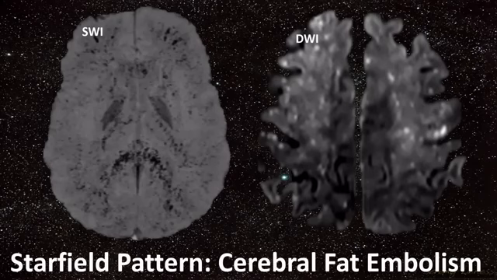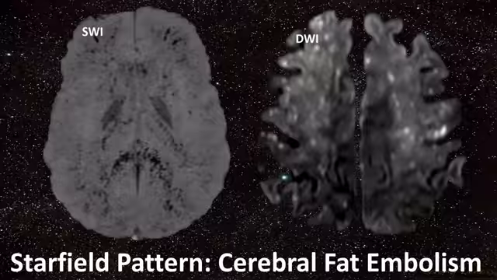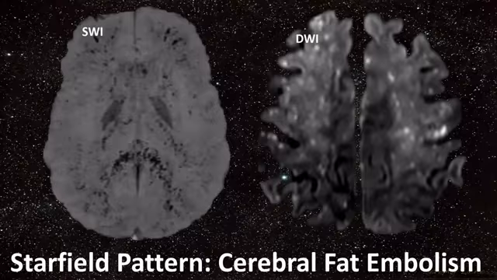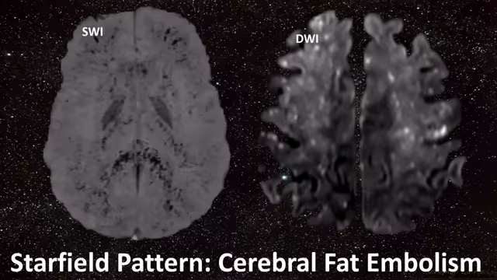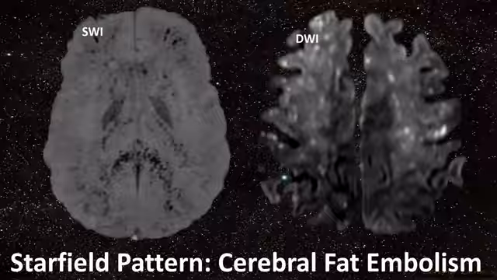This is the classical pattern of a cerebral fat embolism. Chances are high that this patient has a fracture of a long bone, and small emboli have embolized into the brain, causing these tiny infarctions and tiny hemorrhages. It's a pattern called the star field pattern. And cerebral fat embolism is not something we encounter on a daily basis.